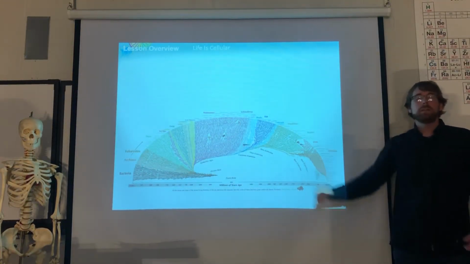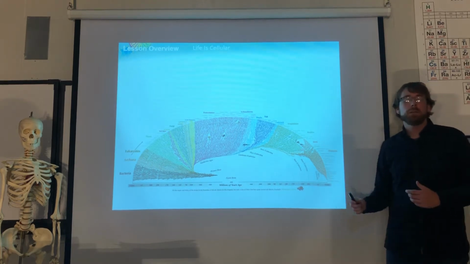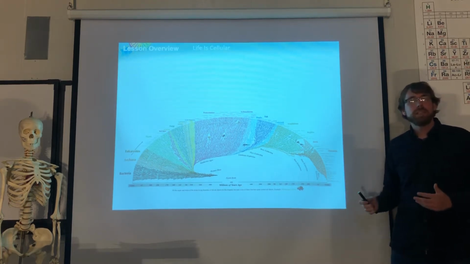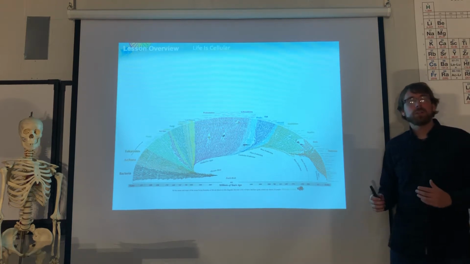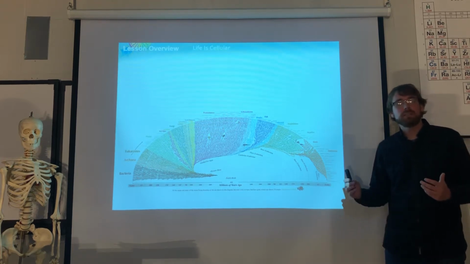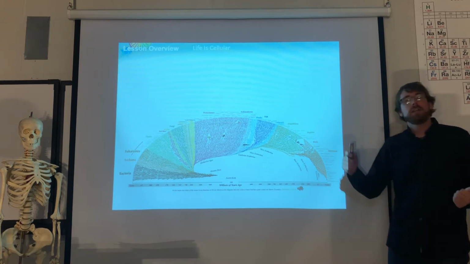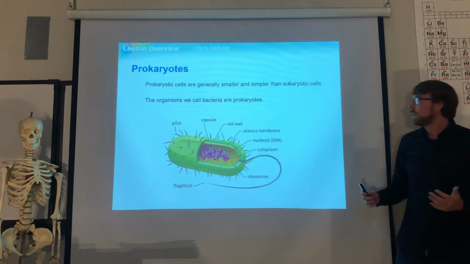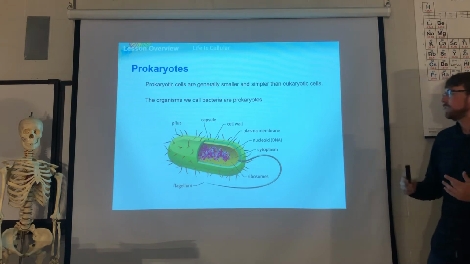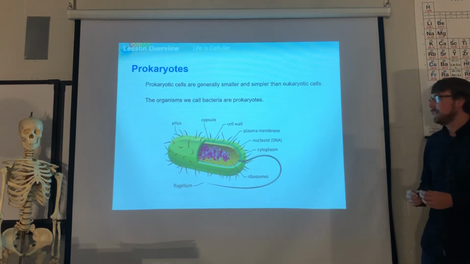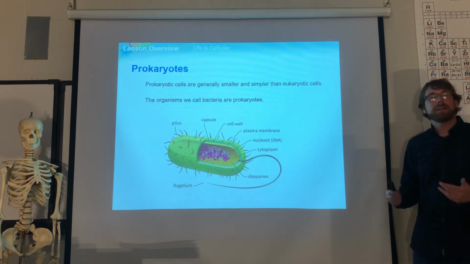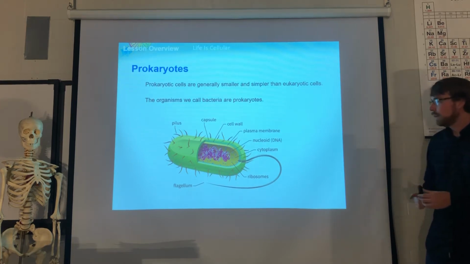Good morning, biology students. Today we are going to be continuing with chapter 7, which is cells. So when we left off yesterday, we were talking about two of the domains of life, the prokaryotes and the eukaryotes. So prokaryotes are generally small and simple. They are much smaller and simpler than eukaryotic cells. The organisms we call bacteria tend to be prokaryotes.